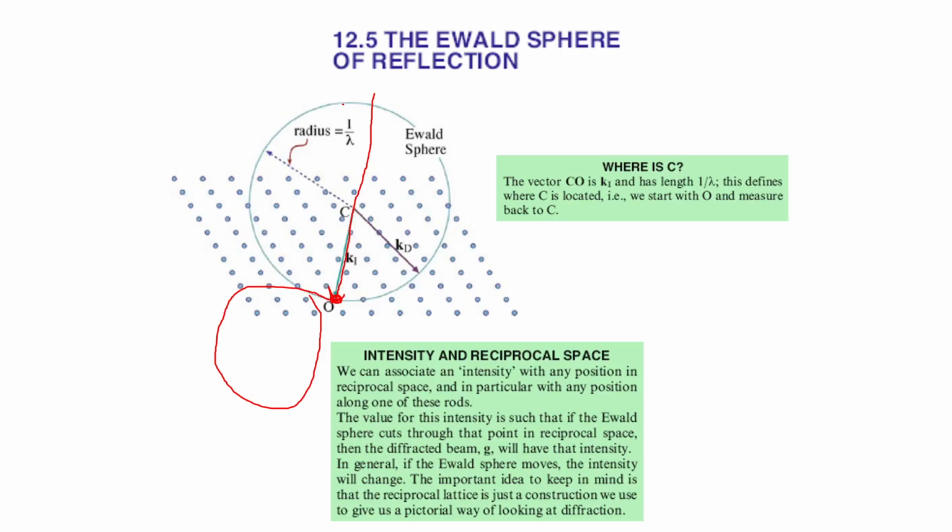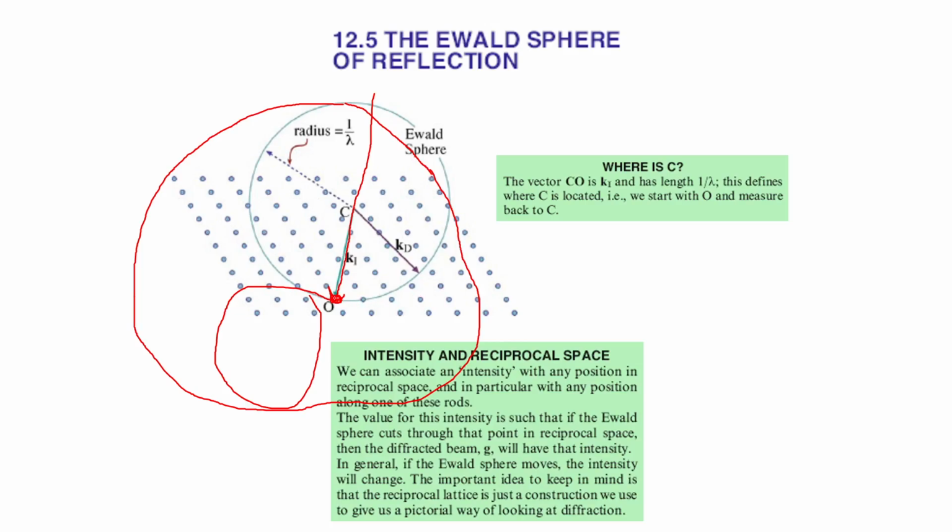So this complete area will be covered if you have this 1/lambda as your incident radiation, and as a result only those points will undergo the Bragg diffraction condition which will touch the Ewald sphere.